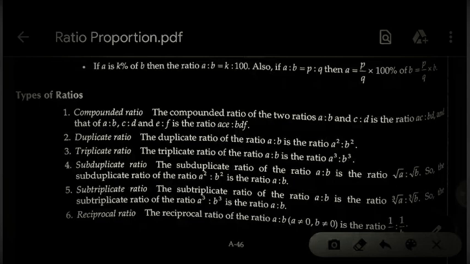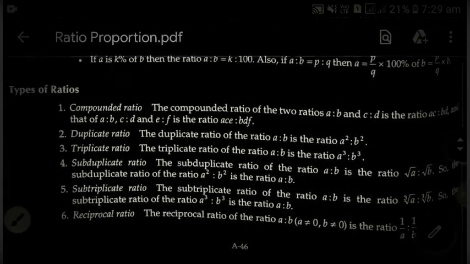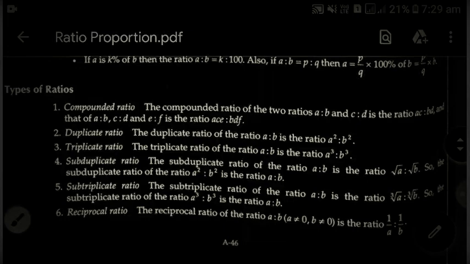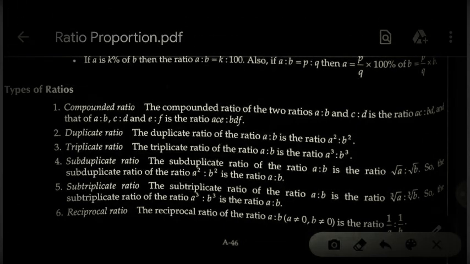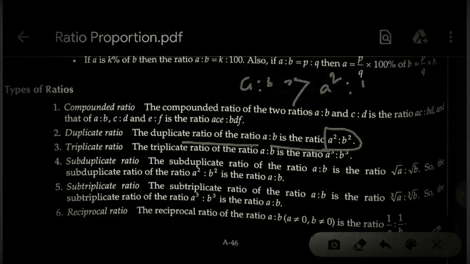Now the duplicate ratio. What is the duplicate ratio? If the ratio is a is to b, then the duplicate ratio of a is to b is a square is to b square. So this is increasing the power, the index, one time. That is a is to b becomes a square is to b square. This is the duplicate ratio.